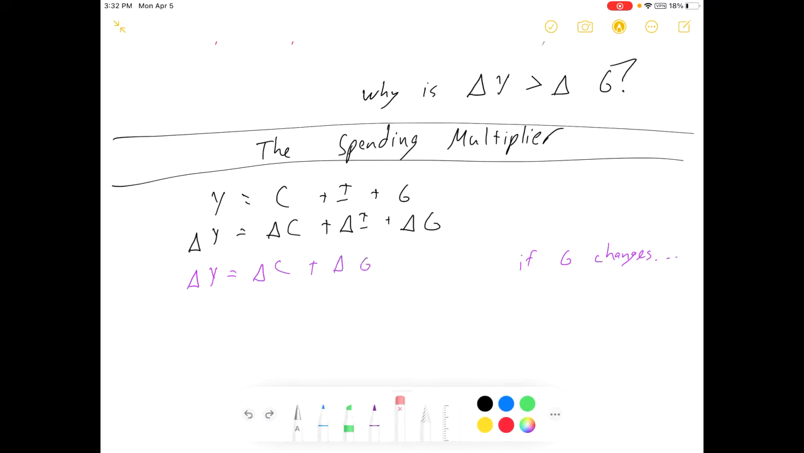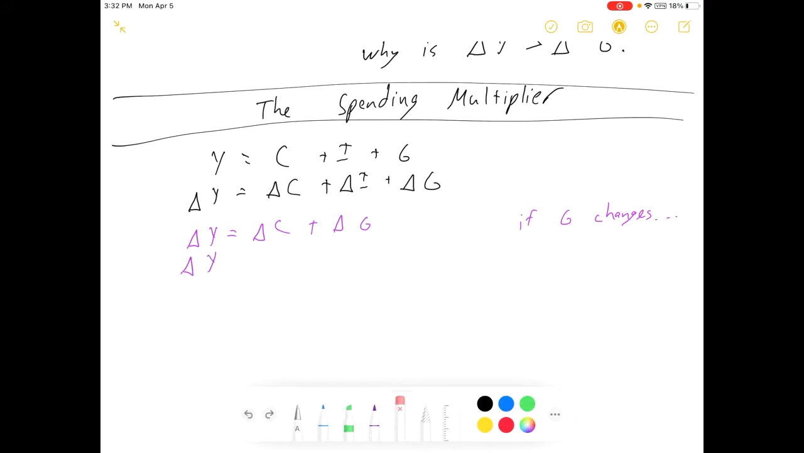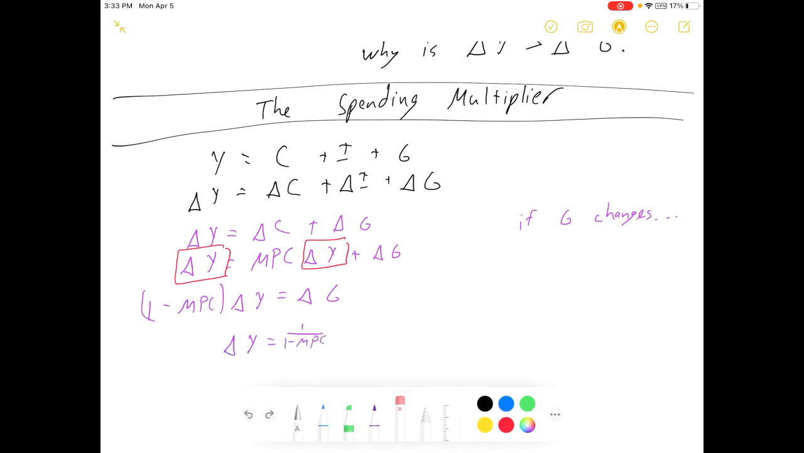And the reason we say that is because I is exogenous. It's not changing. So it doesn't have a change unless we say it does. So that means change in Y is equal to MPC times change in Y plus change in G, because the rate of change for consumption is MPC. That's the definition of MPC. So change in Y shows up in two places in this equation. Let's solve for change in Y, and we can see how much GDP will change by. 1 minus MPC times change in Y equals change in G, which means change in Y is equal to 1 over 1 minus MPC times change in G.